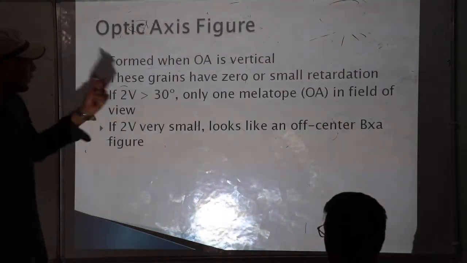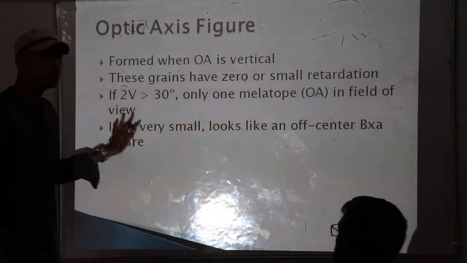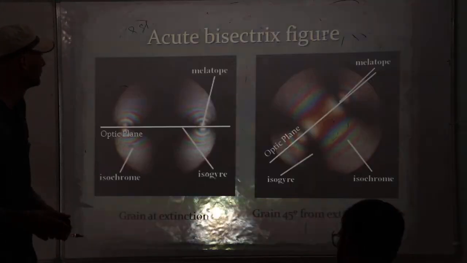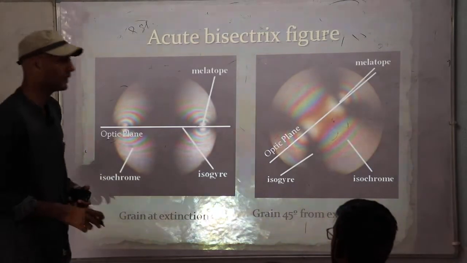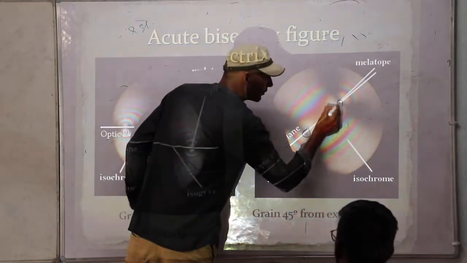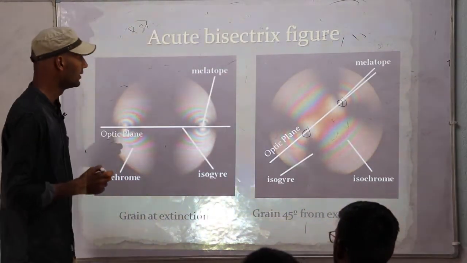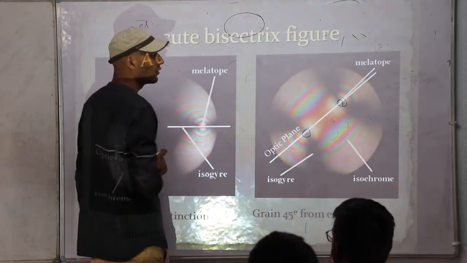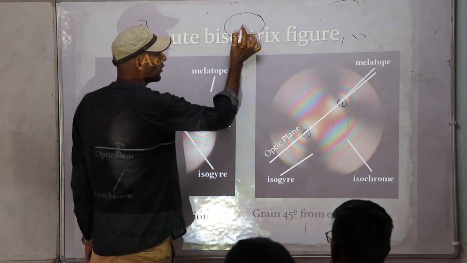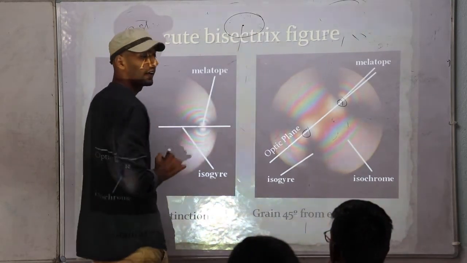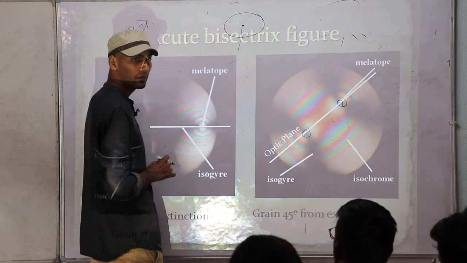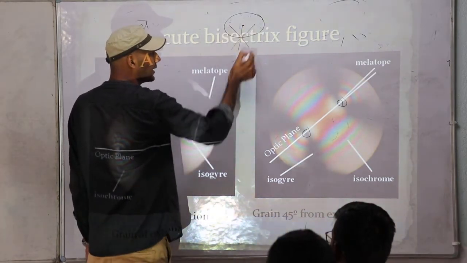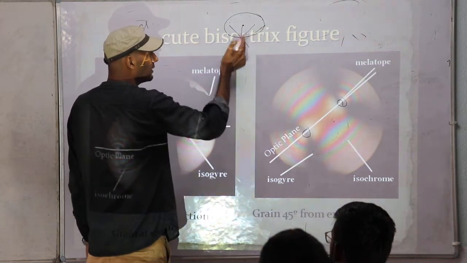Then one more thing, when you are going to view both of the optic axes in the acute bisectrix figure, when you are going to view both the melatopes. See what happens when the microscopic stage is here. Acute bisectrix means the acute bisectrix is at the center of the crosshair, that may be Z or X. Now the optic axis can be like this.